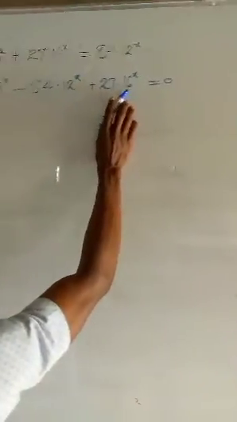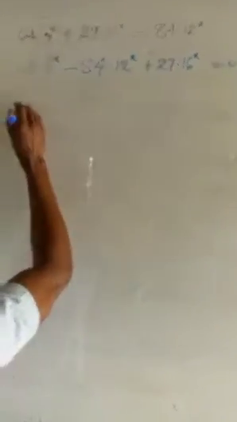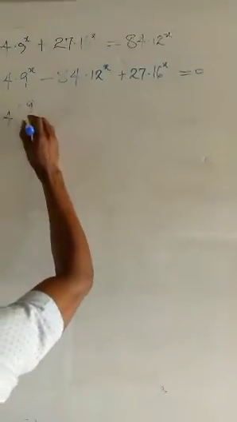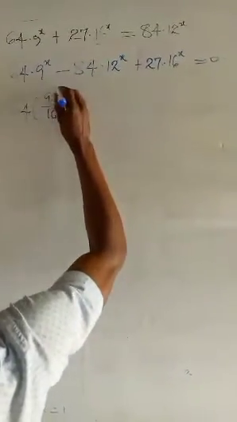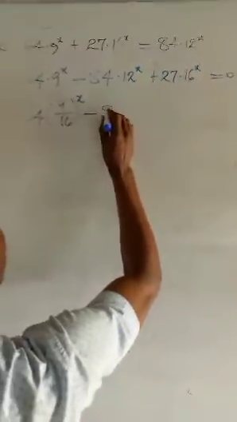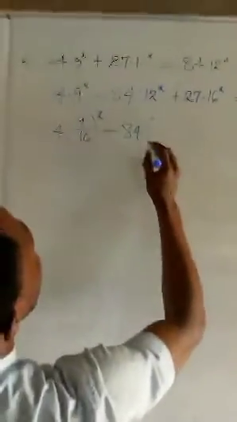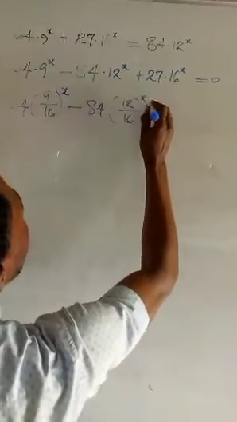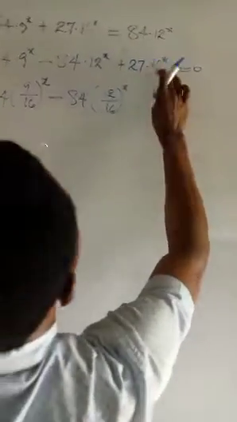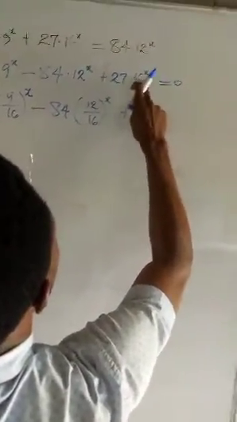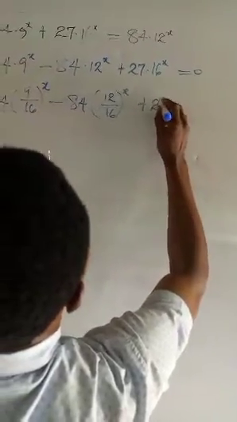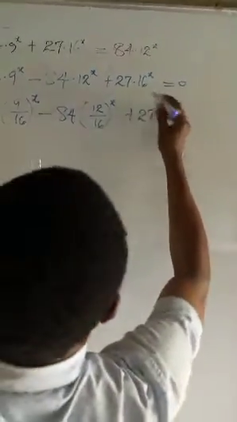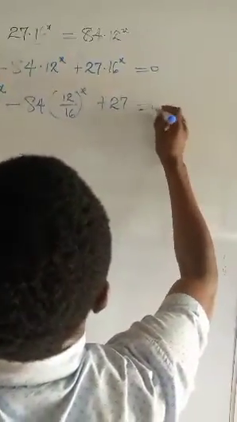So let's divide both sides by 16 raised to power x. So we have 64 times 9 all over 16 raised to power x minus 84 into 12 all over 16 raised to power x plus 27, 16 raised to power x divided by 16 raised to power x, that will be 1. So we have 27 here equal to 0.